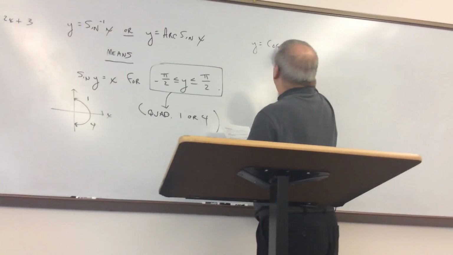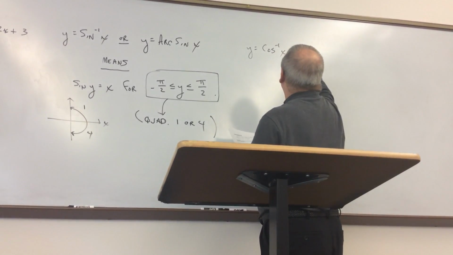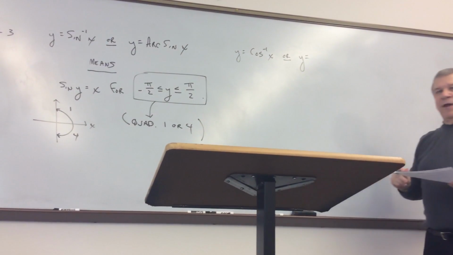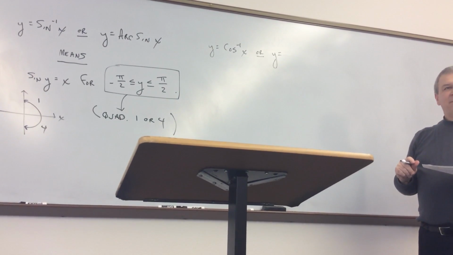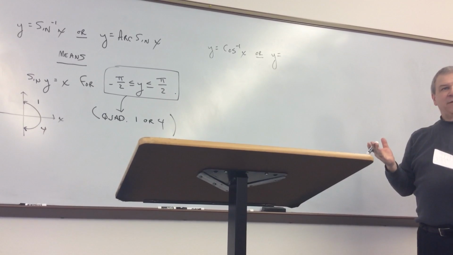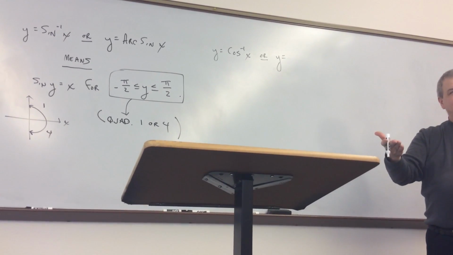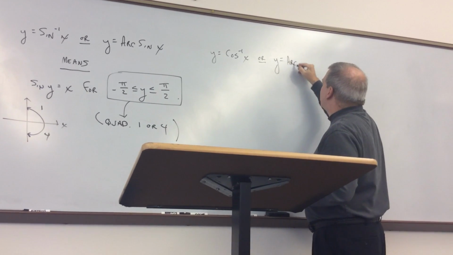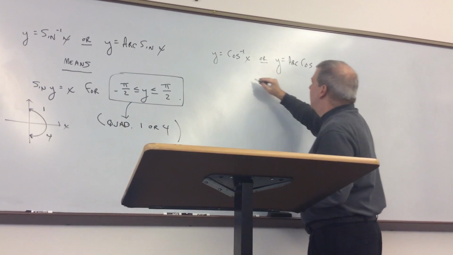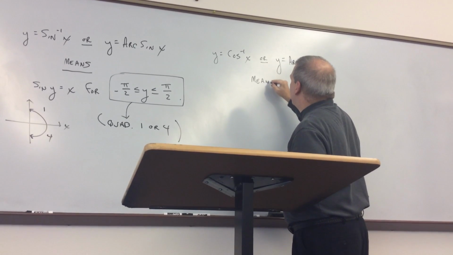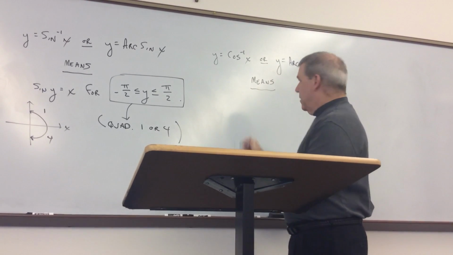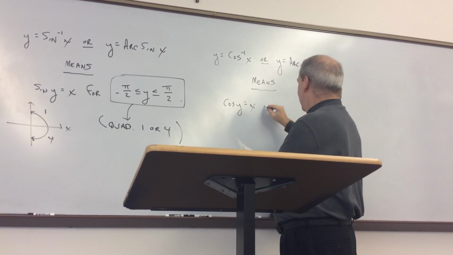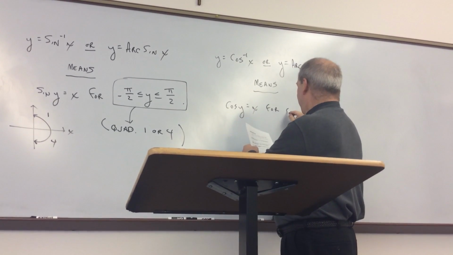y equals inverse cosine of x. Today is just sine and cosine. Now, what's the other way you can write this? Because of what you saw I did the first time. Remember I said it means the same thing? Ethan. y equals arc cosine of x means cosine of y equals x for, now watch this.